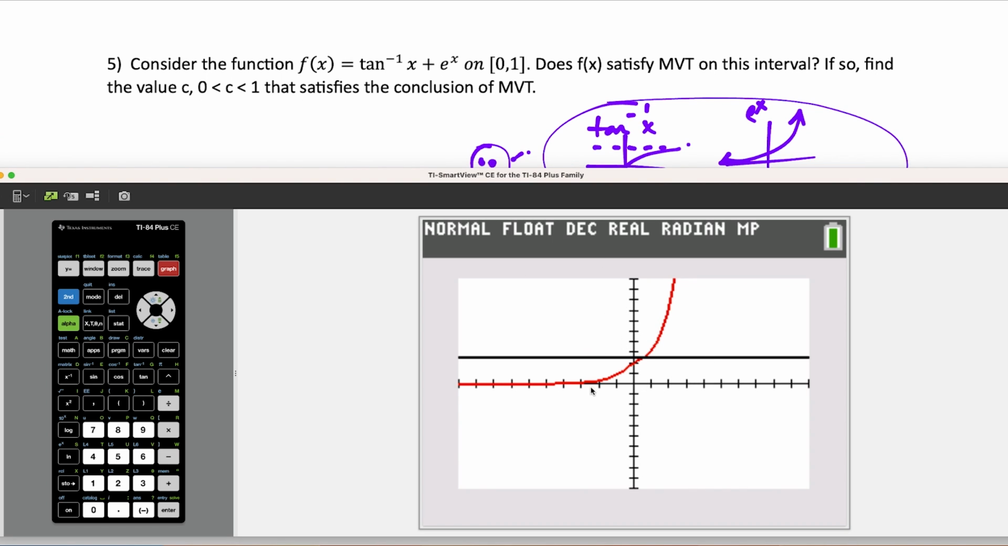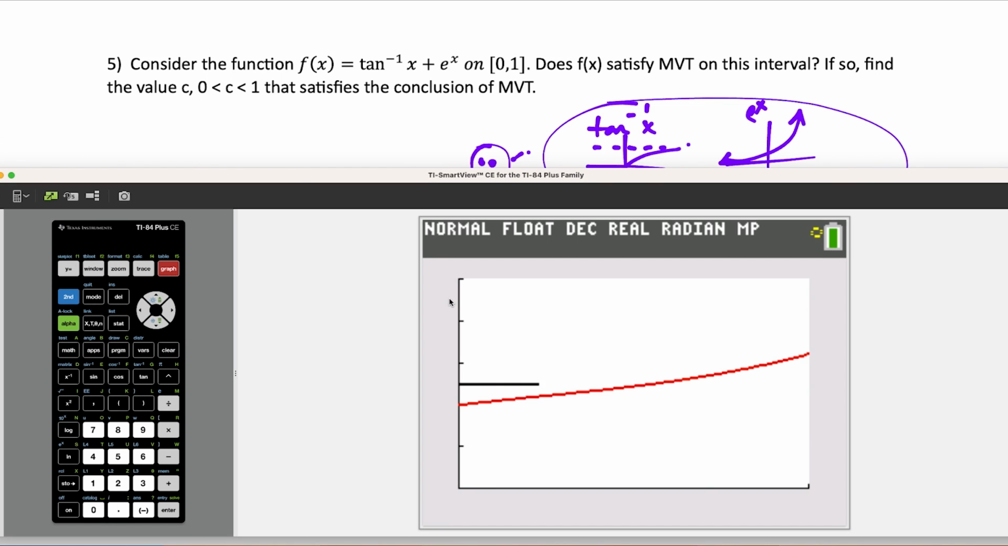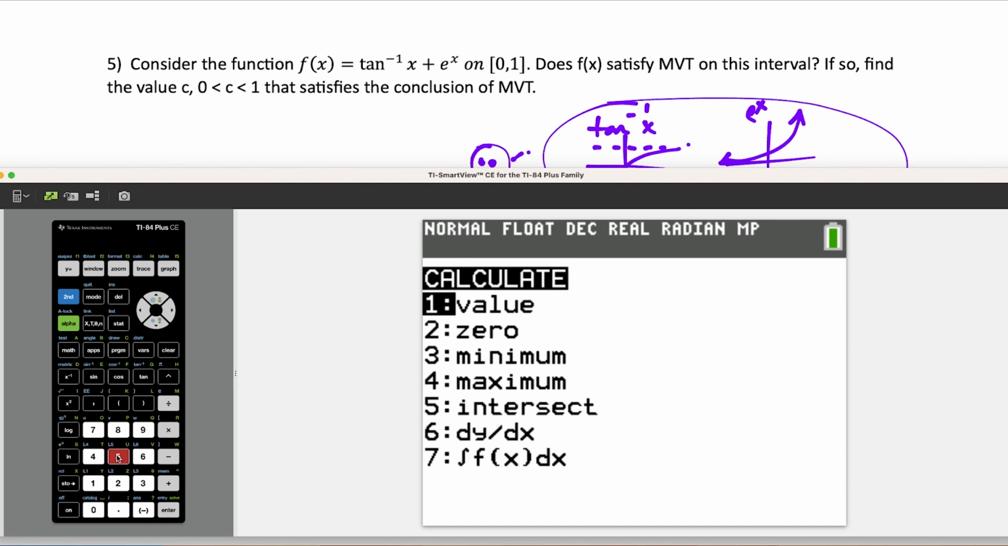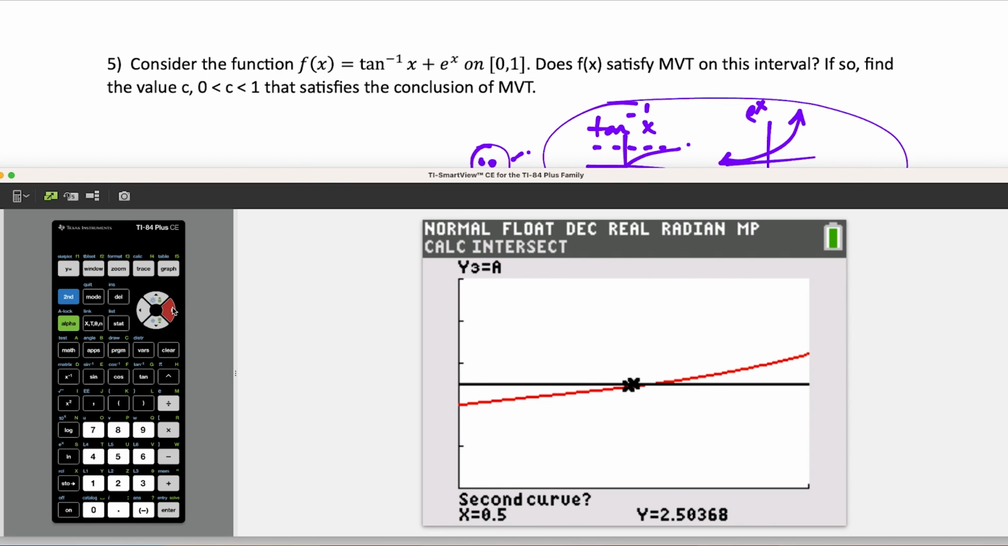So now let's say that's a little bit tricky to see. Notice that it's happening between 0 and 1 on the x-axis and about 0 and 5 on the y-axis. So I could go over to the window, change my x minimum to 0, my x maximum to 1, and I'll change my y minimum to 0 and my y max to 5. I like to do this because it makes the picture much bigger and it's easier to see where the intersection point is. So now I press second trace number 5, and now I can look for the intersection point. I go a little bit before, I press enter, a little bit after, and then I press enter a third time. And this is the value for C that we need.